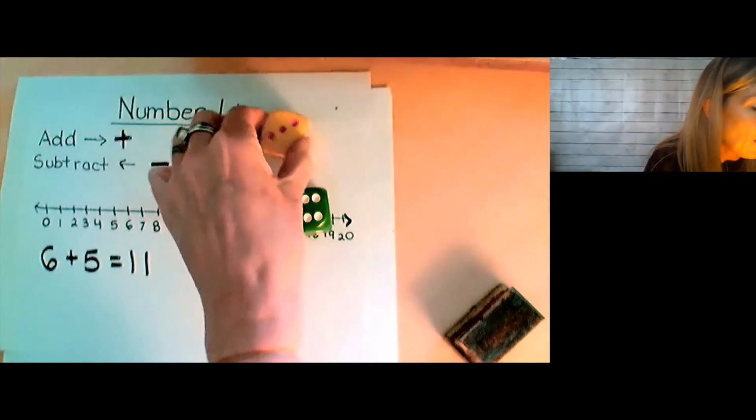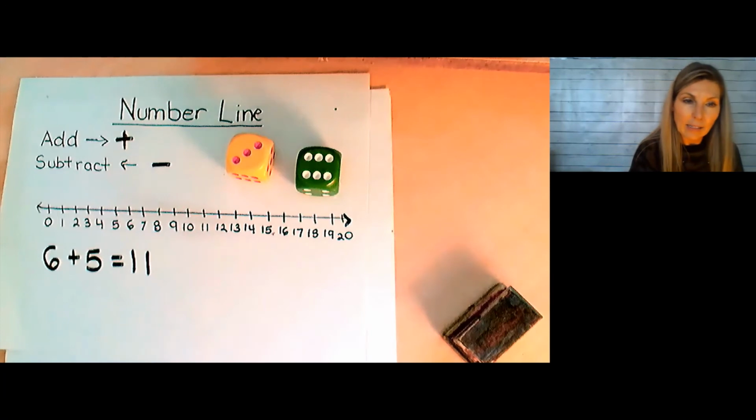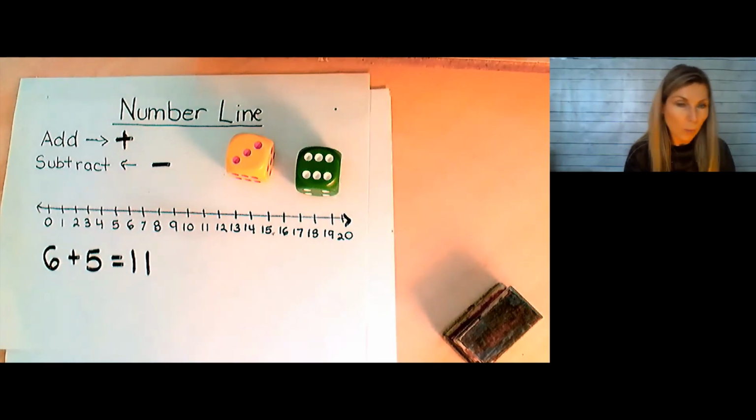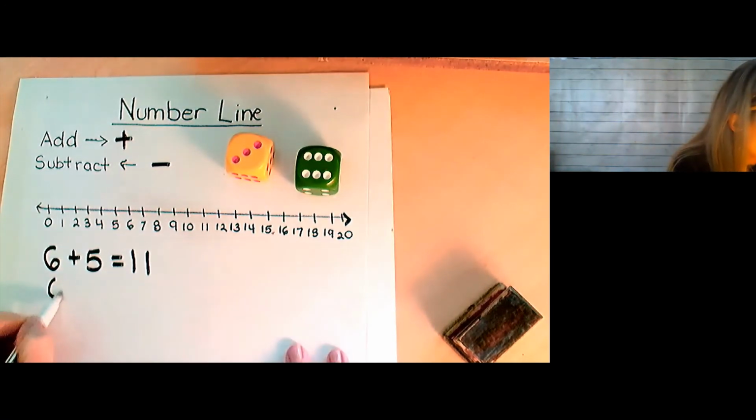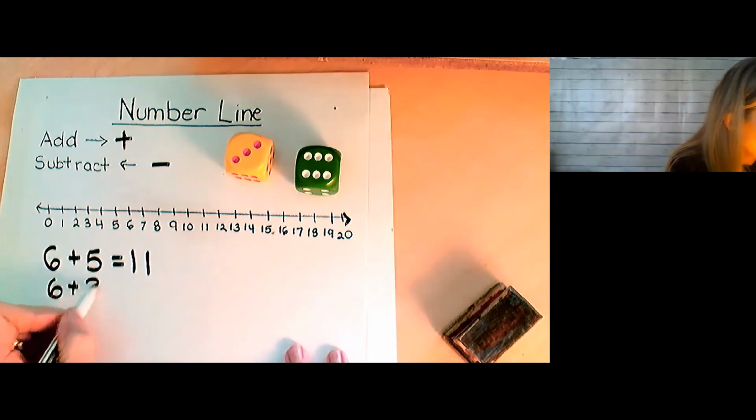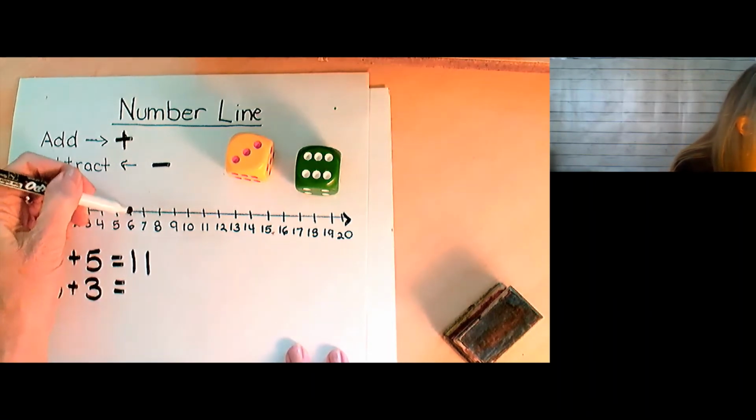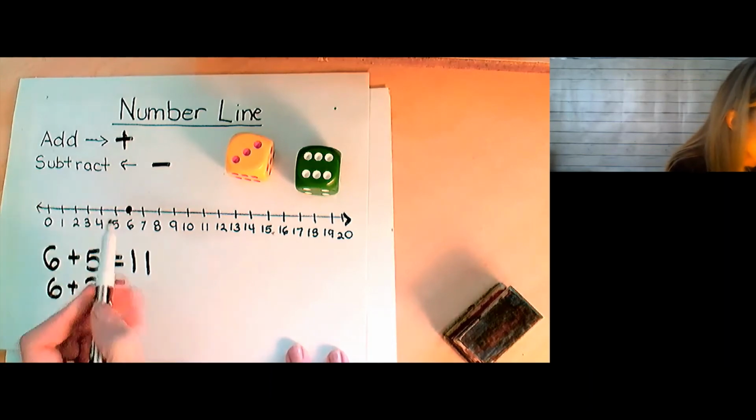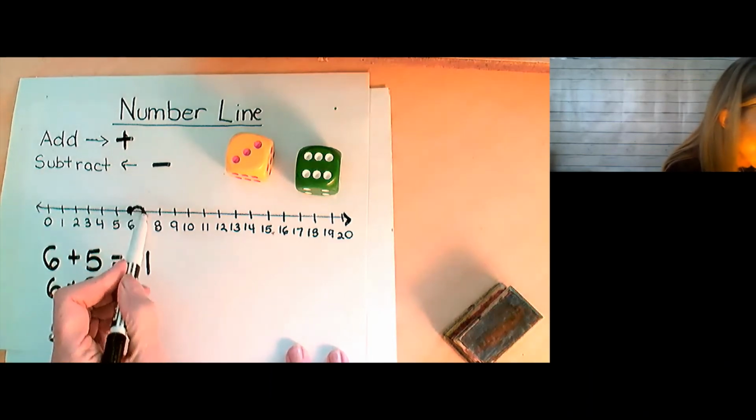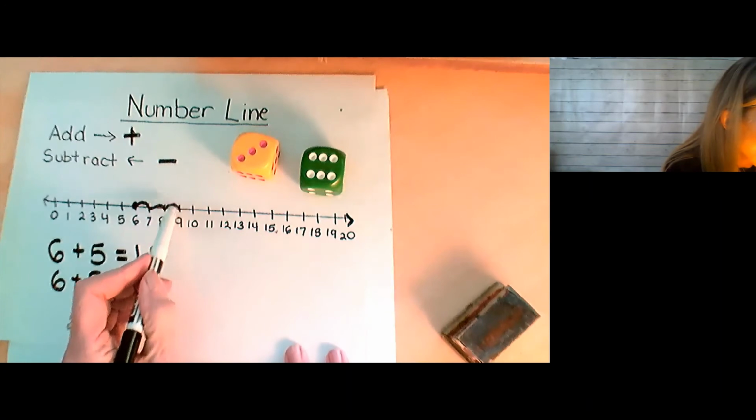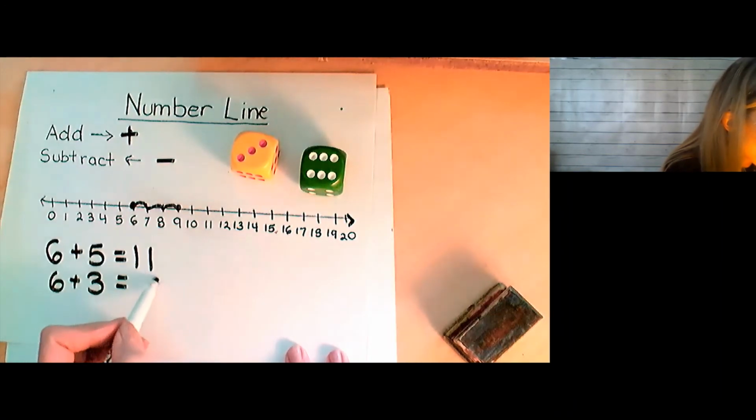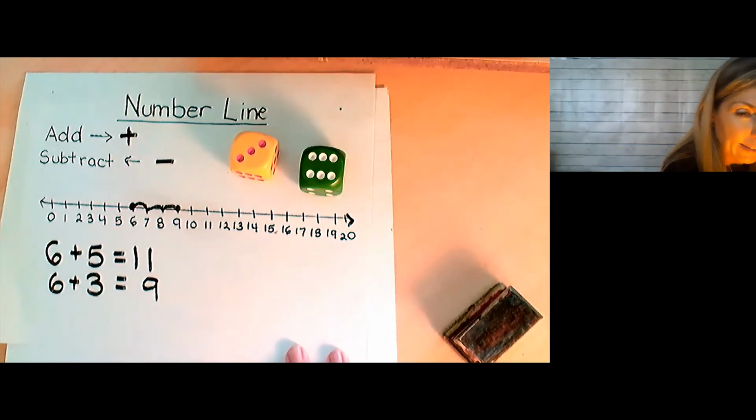Oh, and we have a 3 and a 6. So which one is more? 6 is more than 3. So we're going to start with that first. We'll start with 6, and then we're going to jump 3 times. So 1, 2, 3. And we land on the number 9.